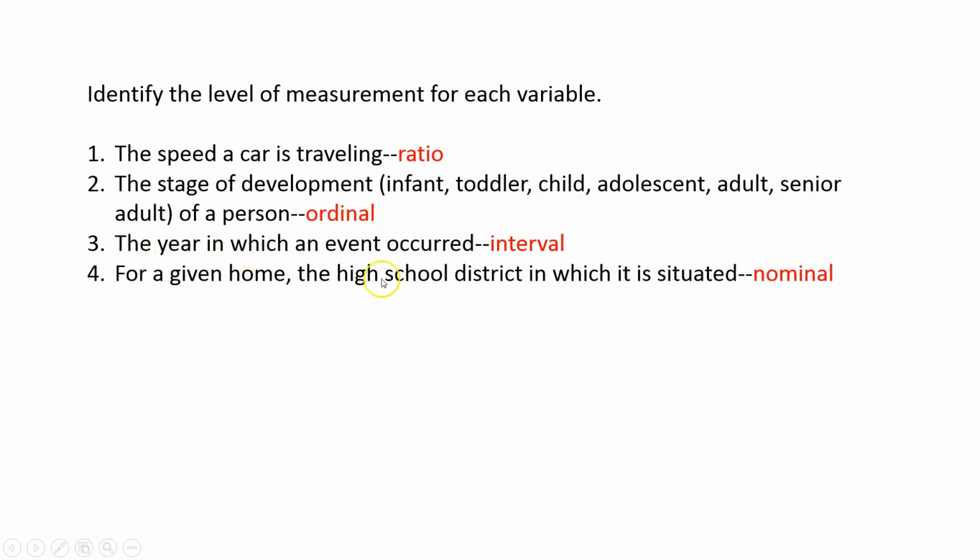The third example, the year in which an event occurred. Now, we said time was ratio. The year in which something happened is interval, though, because there's not a meaningful 0. Okay? So 0 BC AD, that doesn't mean there's 0 of something. And if you look at the year 2000 versus the year 1000, that's not twice as much of something. So that's interval.